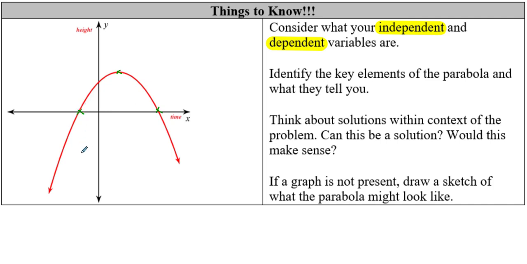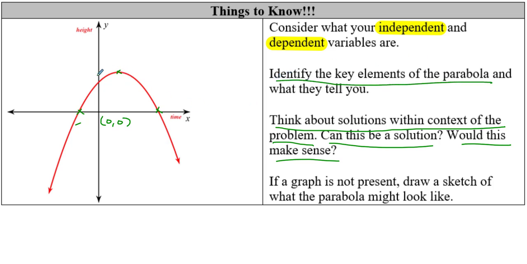And then there's this important intercept over here. The reason that I want to talk about this is because sometimes we have to think about the solutions within the context of the problem. Can this be a solution? Would this make sense? If we had this intercept over here, well, we know at the origin, which is 0 comma 0, this would have to be a negative number. Could we ever have negative time? No, we could not. So in this section, you're going to see where we might have two answers, and it's really up to you to pick the one that makes sense, because one of them might not. So remember, we're identifying those key elements, the intercepts and the vertex. Those are good parts for us to recognize.